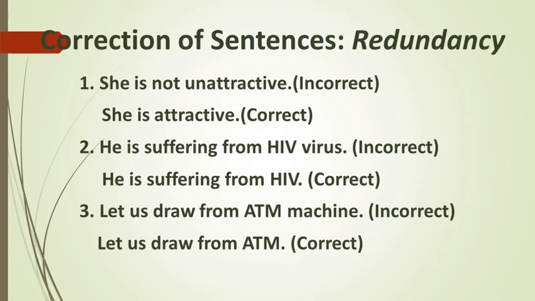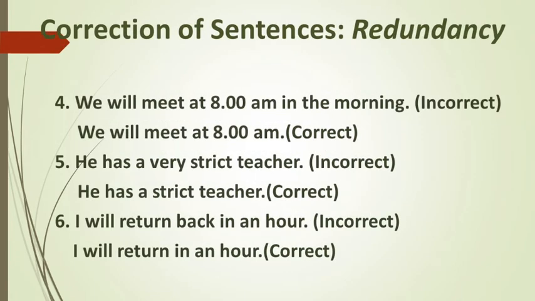The next example, let us draw from ATM machine. Let us draw from ATM is the correct one, because the full form of ATM is automated teller machine. So the word machine is already there in the abbreviation, referred to by the letter M. So using the word machine is unnecessary. That's why let us draw from ATM is the correct one.